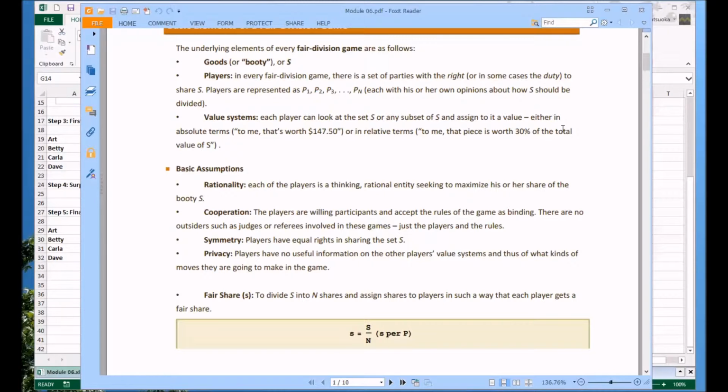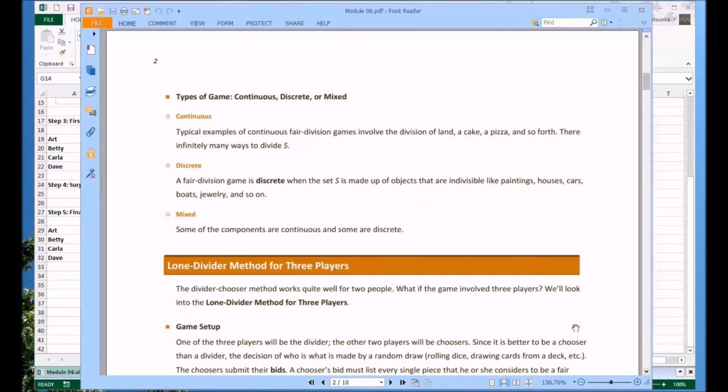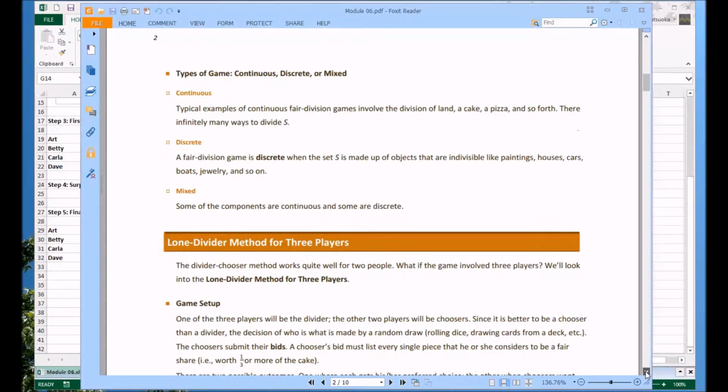For a fair share, you divide up the goods, or the booty, by how many people there are. So capital S divided by N, the number of people, equals little s. That's what I mean by small s per person. There are three types: continuous, discrete, and mixed. You can read about those.